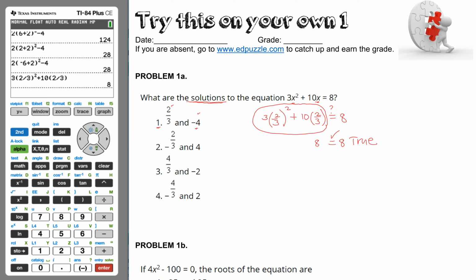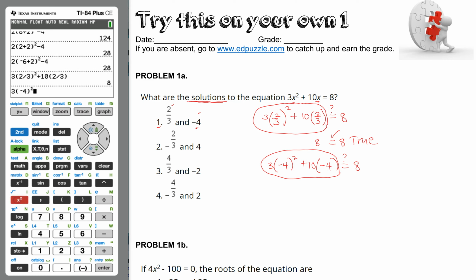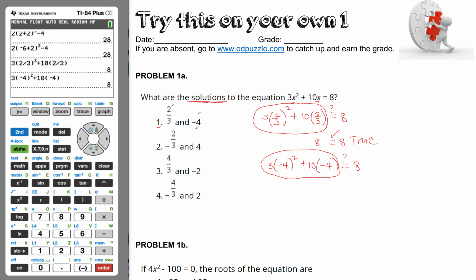Now let's try out negative 4 because you have another number that you need to try. So we have here 3 times negative 4 squared plus 10 times negative 4 equals 8. Again, I'm verifying whether it's making the statement true. Enter everything in your calculator. So we have here 3 times negative 4 parenthesis squared plus 10 times negative 4, then press enter. Now it gives you 8, and now 8 is equal to 8, which means that it makes the statement true. Now I don't have to try the other choices since this number already works in the equation. That means our answer here is option number 1.